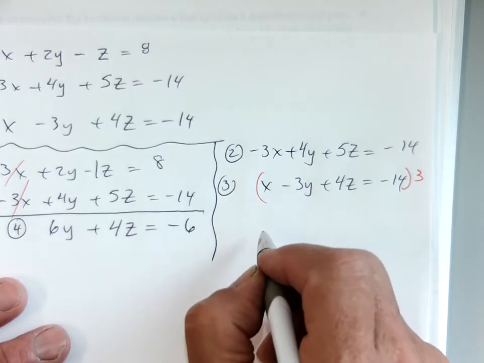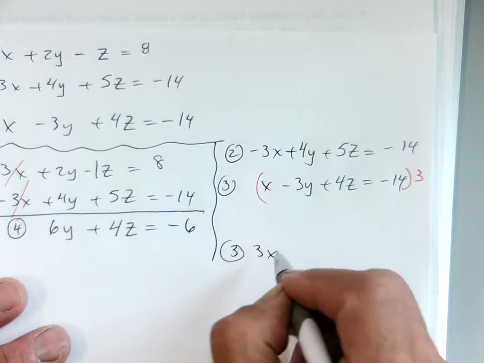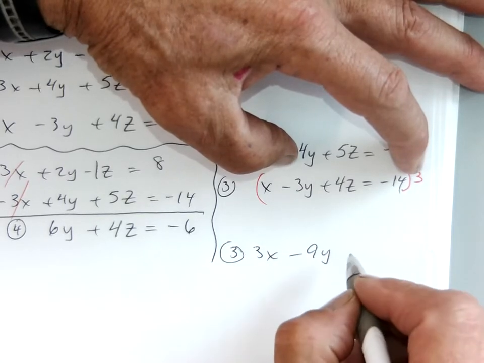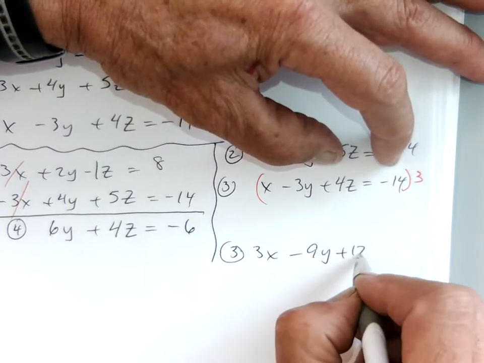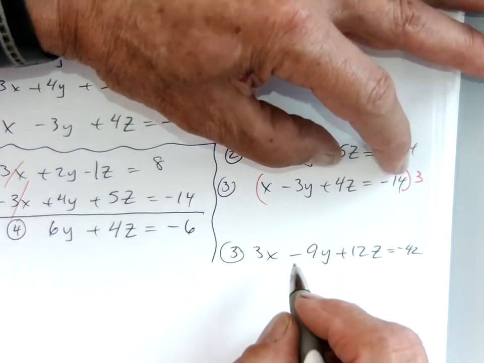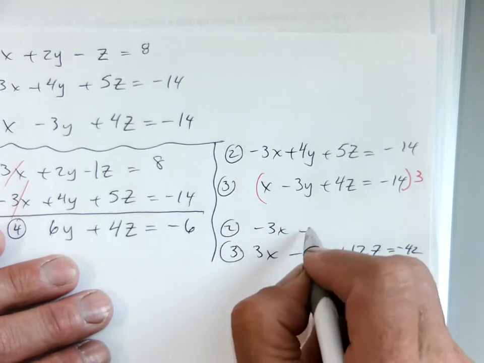And then I'm going to rewrite equation 3 as a 3x minus a 9y plus a 12z equals, I think it's -42, I believe. And then equation 2, I'll just leave it the way it is so that I can add them.